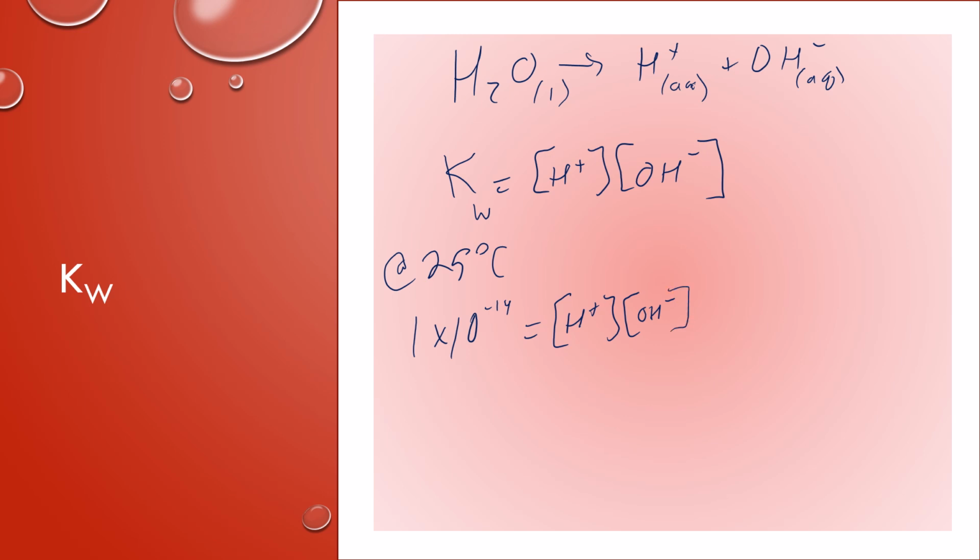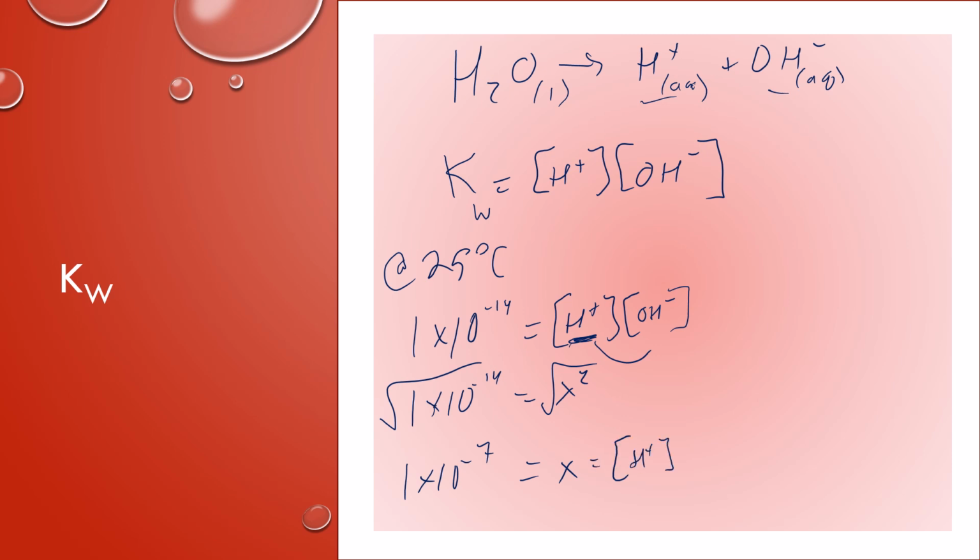And so if you have pure water, pure H2O, a certain amount of it is going to break down into hydrogen and hydroxide, and it will break down evenly. So if I wanted to find it for pure water, I could say that it's equal to x squared because my hydrogen and my hydroxide are equal to each other. And then when I solve for x, I get 1 times 10 to the negative 7th, which is the same thing as the hydrogen ion.